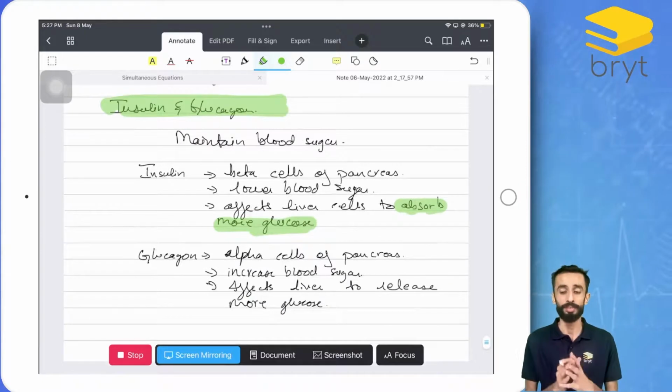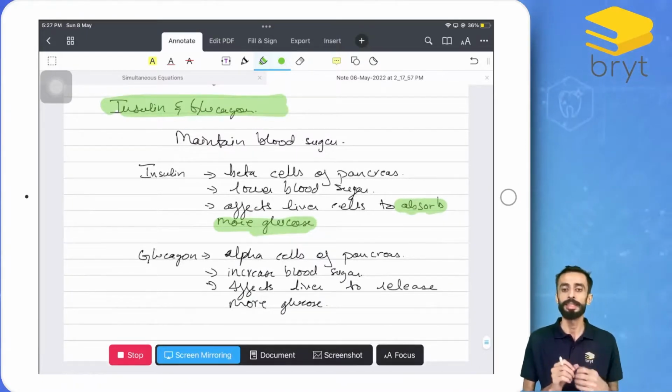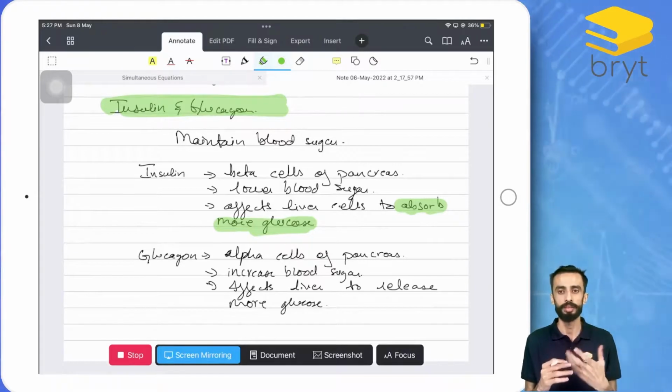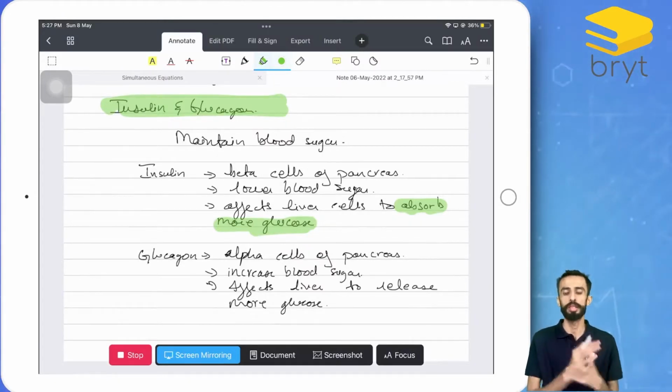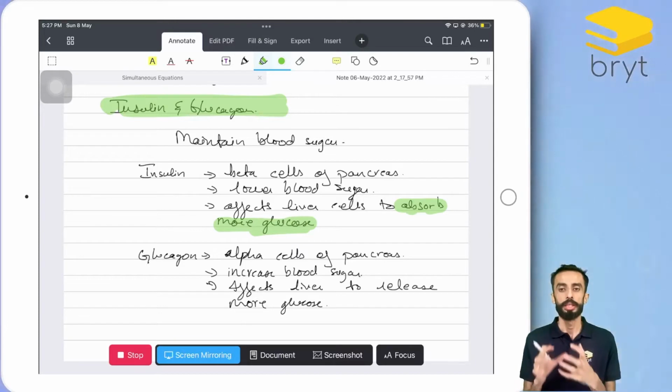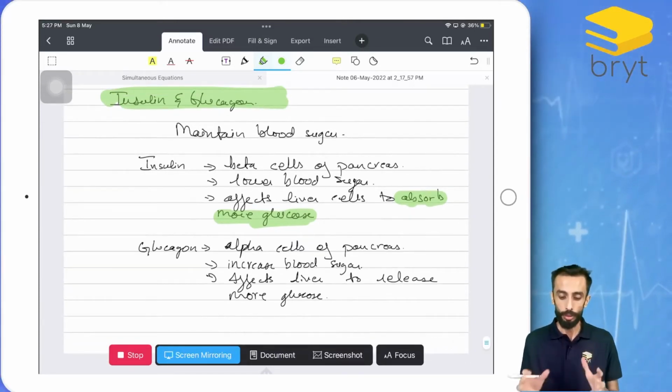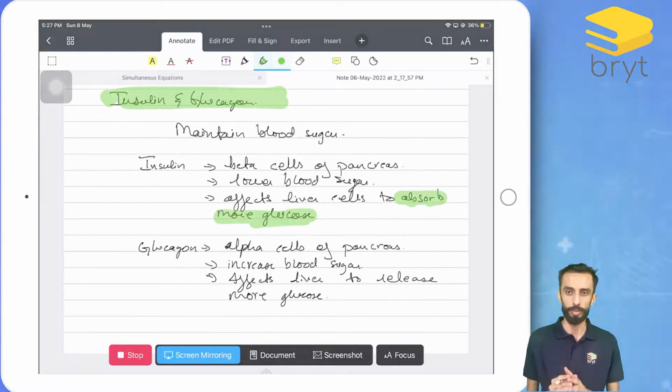What happens is alpha cells of the pancreas release glucagon, and they increase your blood sugar. So if your blood sugar is low, it is detected, and then the pancreas is told to release glucagon. Glucagon will allow the liver to release more glucose into the blood, so your blood glucose goes back to normal. So those are basically the main hormones that you need to know about.